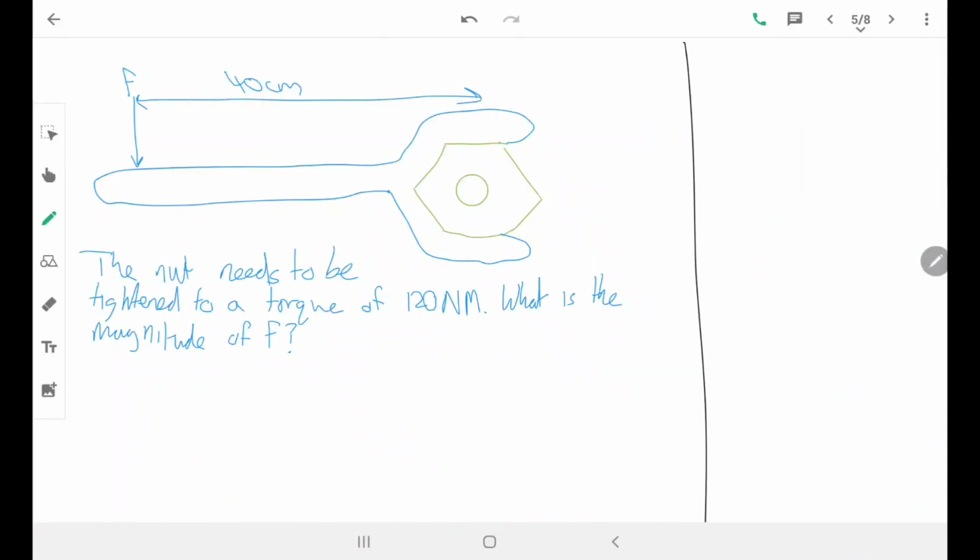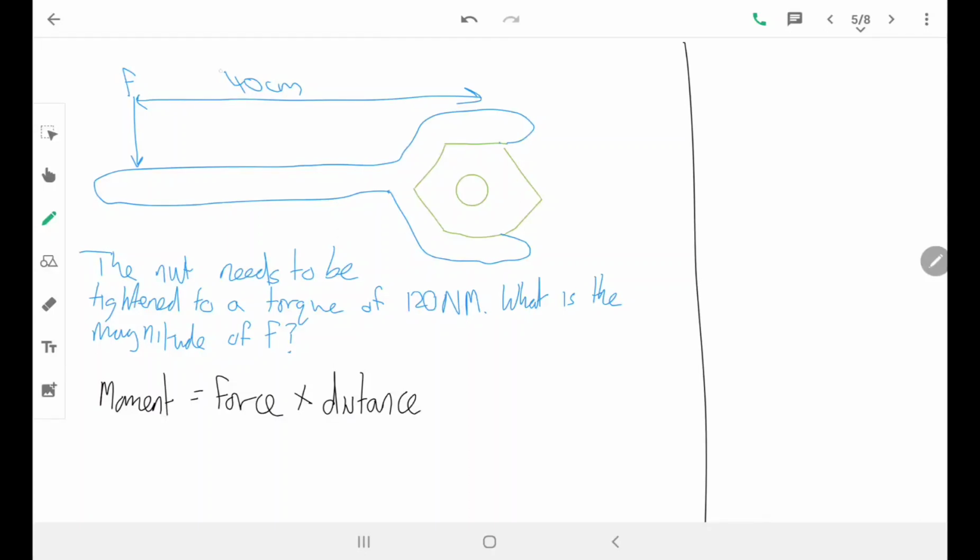Here we have a spanner, and the nut needs to be tightened to a torque of 120 Newton meters. What is the magnitude of F? Now, the torque is another name for your moment, or force times distance. So your torque, or moment, equals your force times your distance. And sometimes you can actually look at the unit. So newtons is force, meters is distance, and they are multiplied together.